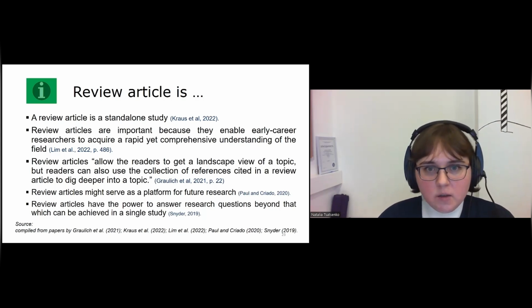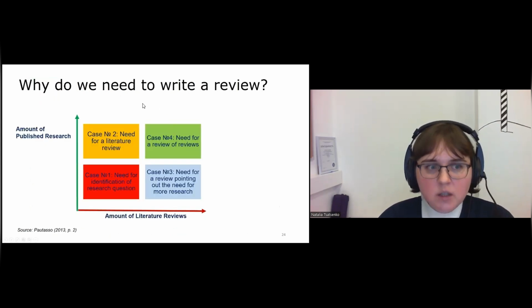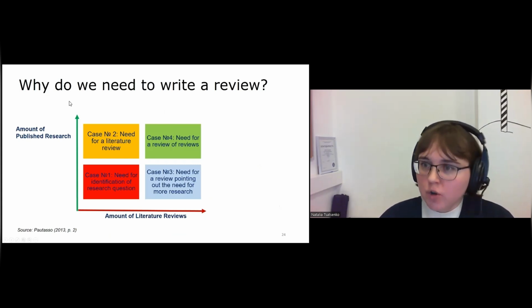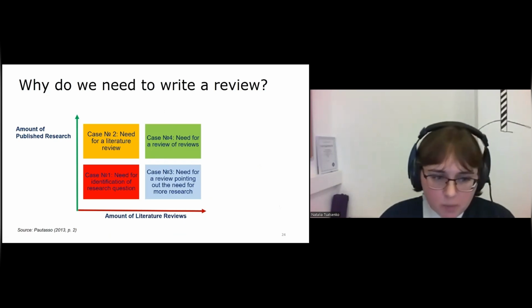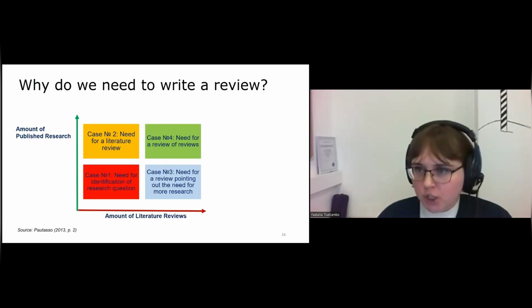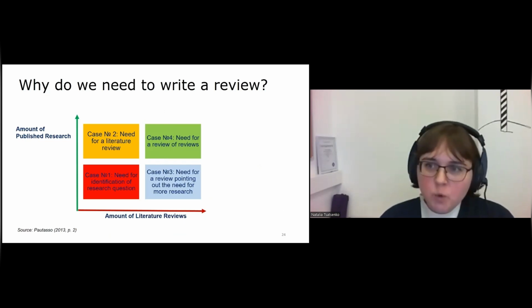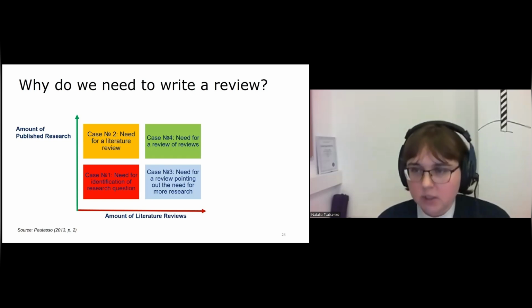So, having briefly discussed what a review article is, I would like to talk about why we need to write a review. Here we will talk about the magic words: need of review. This is a picture actually taken from the paper of Marco Pautasso. He said that there could be four situations. First of all, we have two trends: the amount of published research is growing, and the amount of literature review papers is also growing.